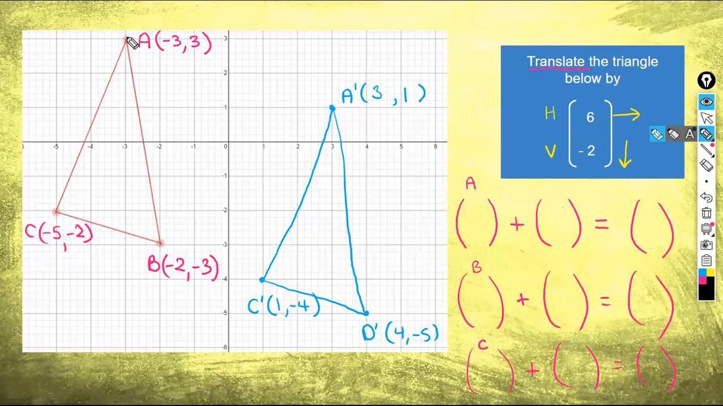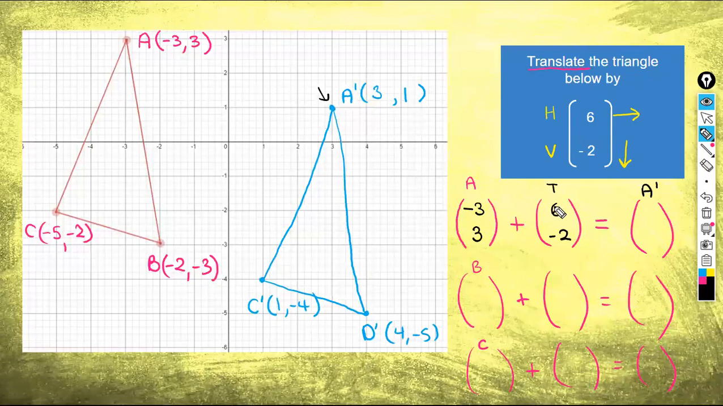How much is point A again? Minus 3, 3. We write the x value on top, the y value underneath. X always goes on top and y goes underneath. And then we apply the translation. How much is the translation again? 6, minus 2. So when we apply the translation, better known as adding the translation, we're supposed to get the new position for A prime.